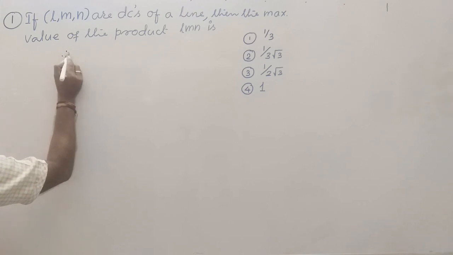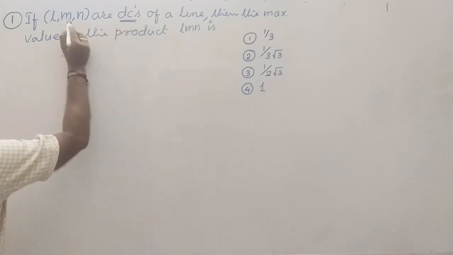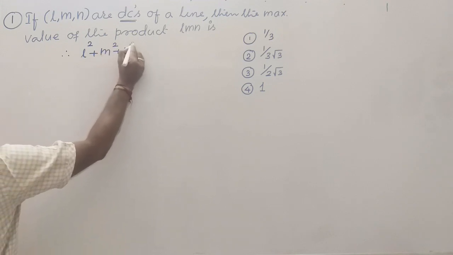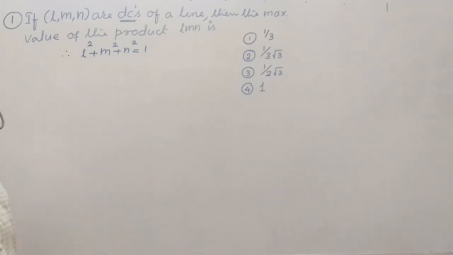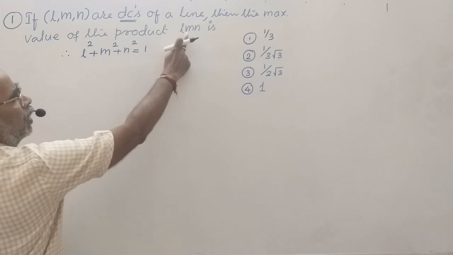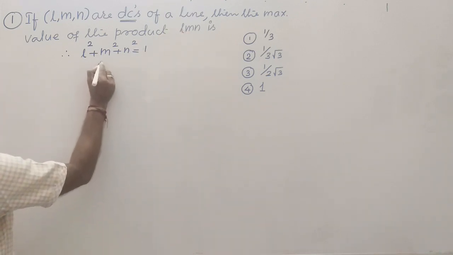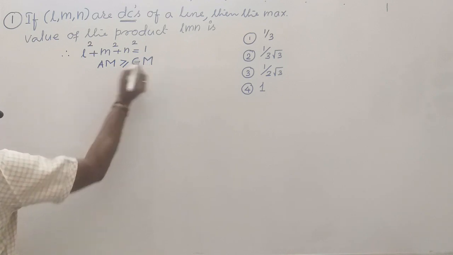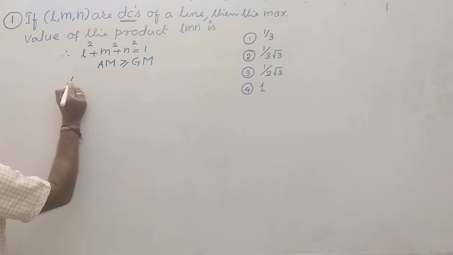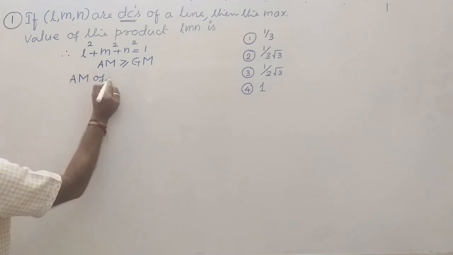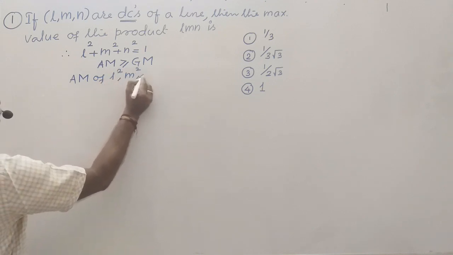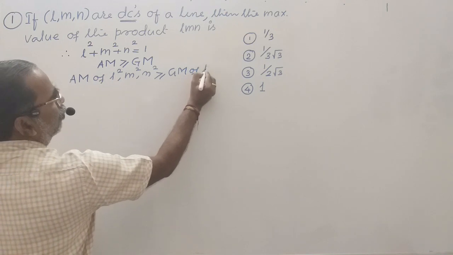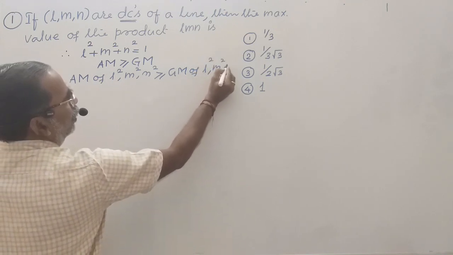Here l, m, n are given direction cosines of a line. Since l, m, n are direction cosines of a line, we have l square plus m square plus n square equal to 1. This is from the definition of direction cosines. So to find the maximum of these three numbers, I will use the concept that for any numbers, their arithmetic mean is greater than or equal to geometric mean. I will take the three numbers: arithmetic mean of l square, m square, n square is greater than or equal to geometric mean of the same numbers.